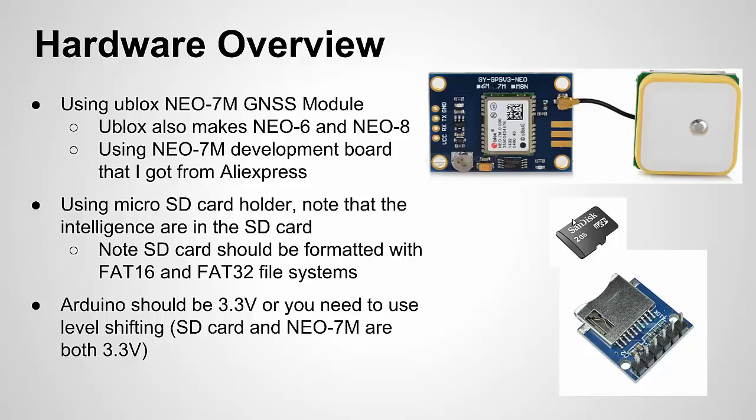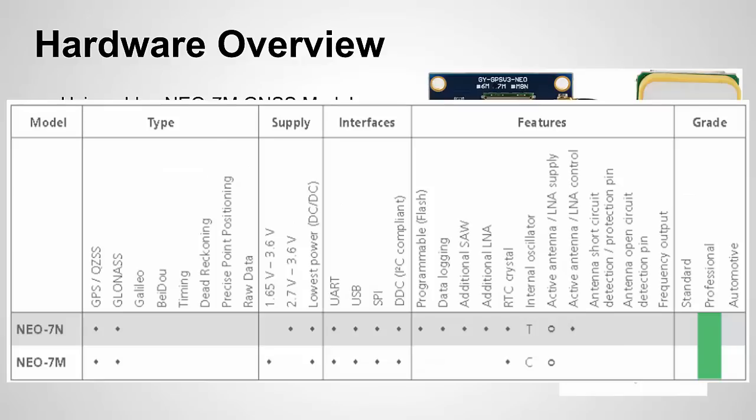And then for this tutorial, both these devices, both the Neo 7 as well as the SD card, are 3.3 volt for power as well as for logic or communication. Here's something I grabbed from the data sheet for the Neo 7M that shows some of its features. Notice they have more than one version. They have the 7N and they have the 7M. So actually you can see it connects to more than just GPS. It actually connects to GLONASS, but GPS is what we're going to be using here.